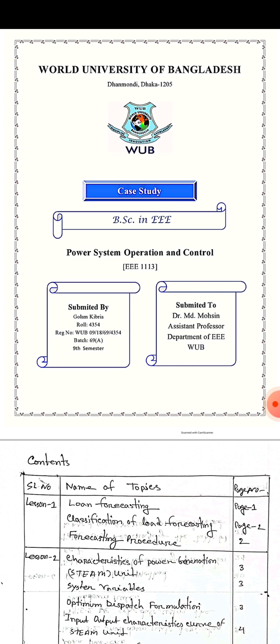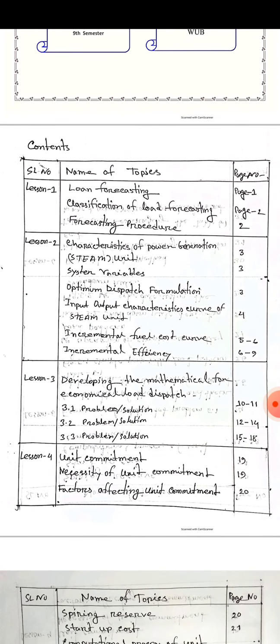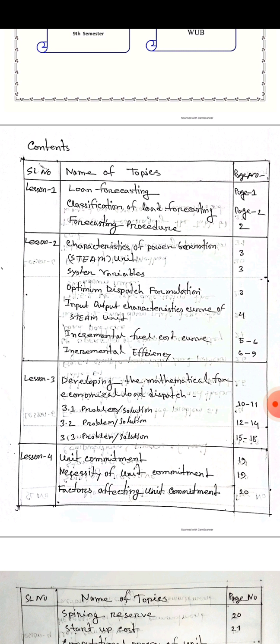Today my presentation is a case study of power system operation and control. This is my top page. This page is the contents: serial number, name of topics, and page number.